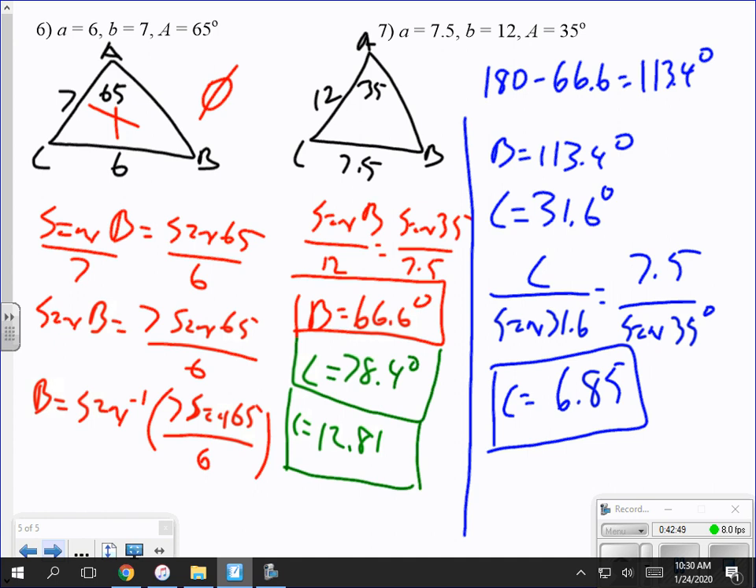So once again, if you're given two angles and a side, you have no issues. There's one triangle that's going to work for that. You can do everything. If you're given two sides and an angle, that's where you might have problems. That's what you need to watch out for.